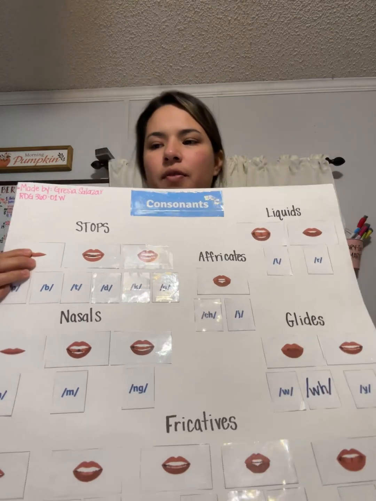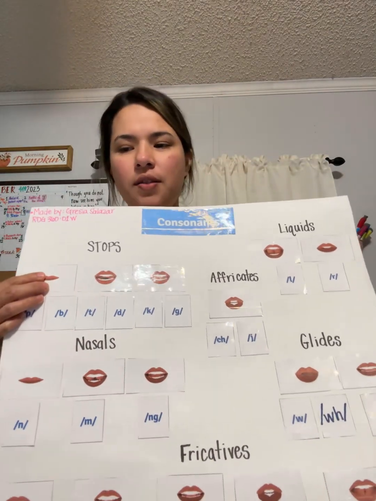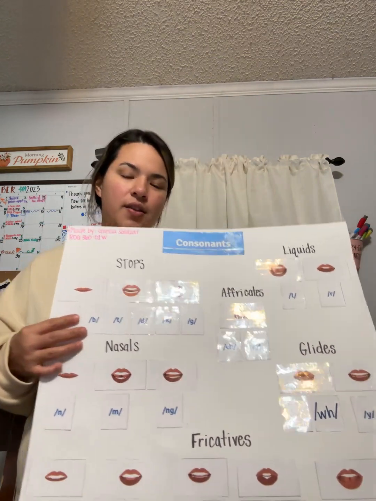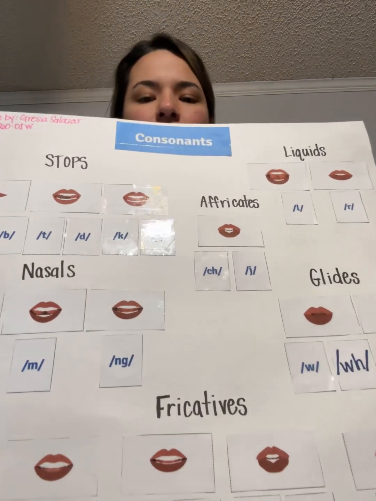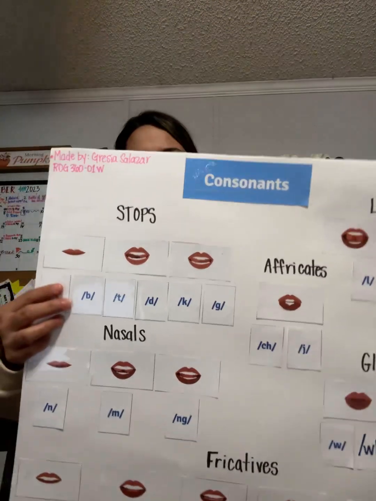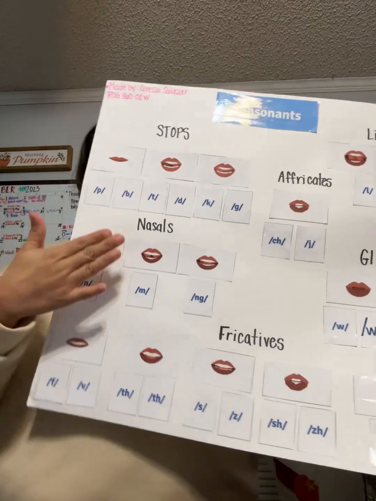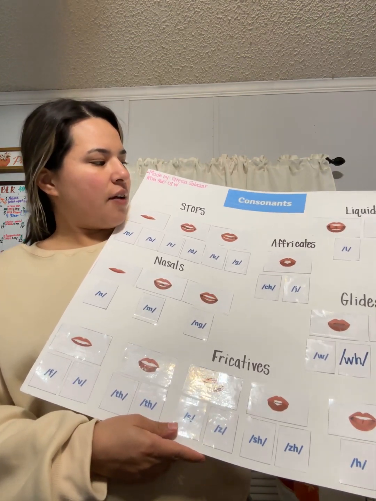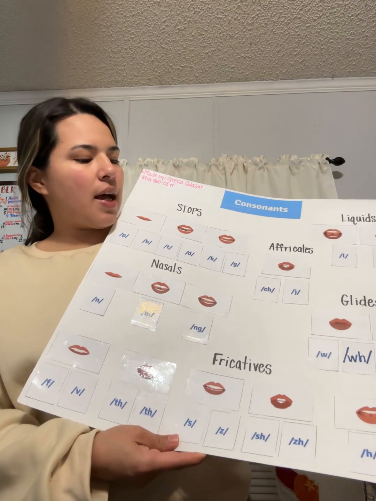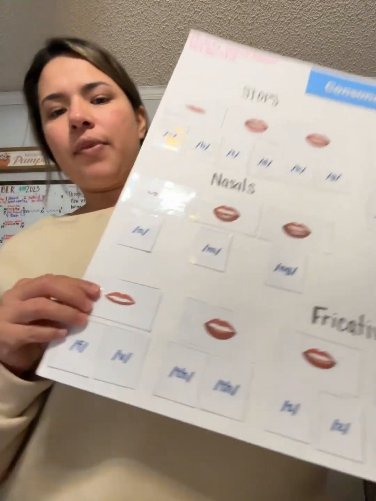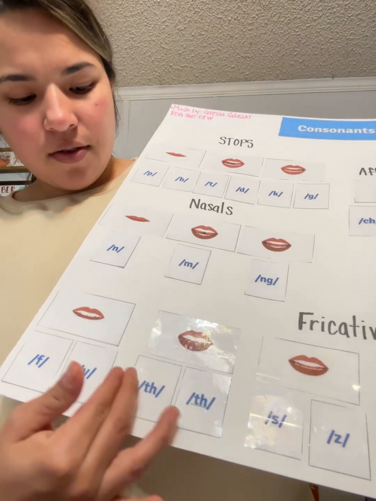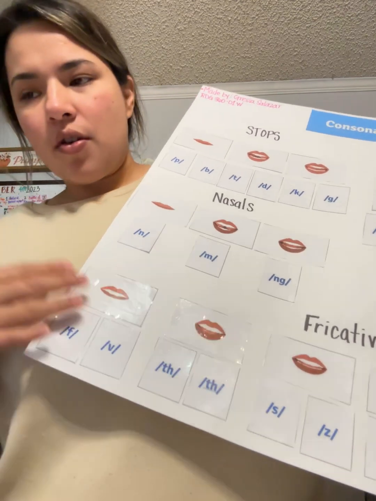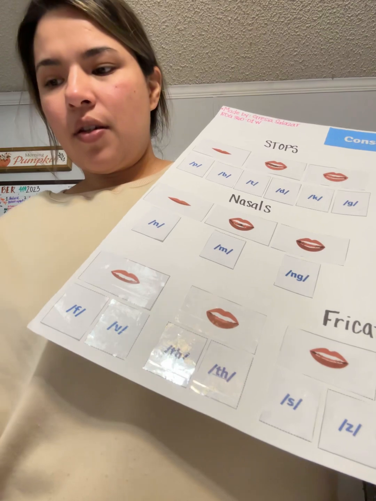We are focusing on the definition of the sound wall and also its purpose. So we are focusing on what the sound wall consists of and what this actually means. As we can see, we have titles that say stops, nasals, fricatives, affricates, liquids, and glides. And each one of these sounds, each one of these phonemes, has a mouth movement that goes with it.